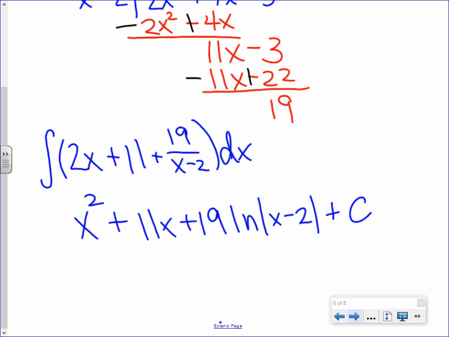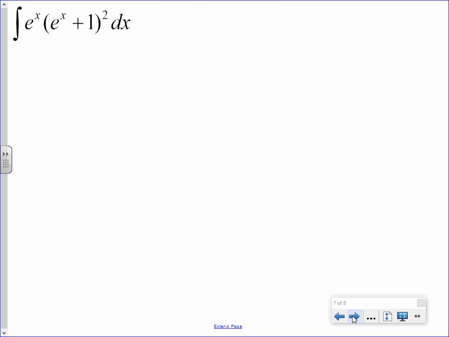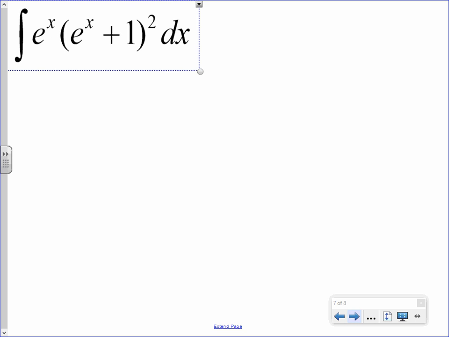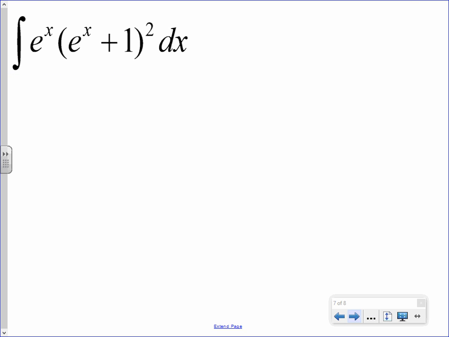All right, that one was kind of crazy. Kind of threw you for a loop there. Let's go back to something a little bit more calm, but a function we haven't dealt a lot with this semester. e to the x.